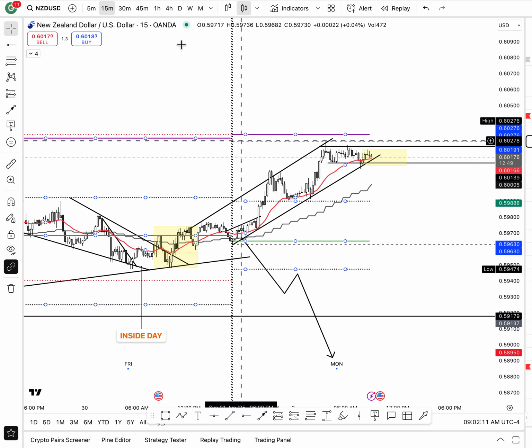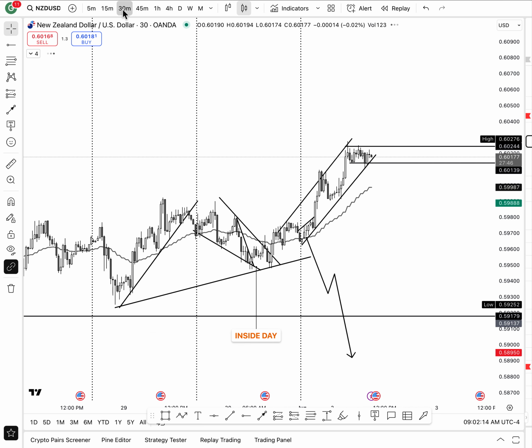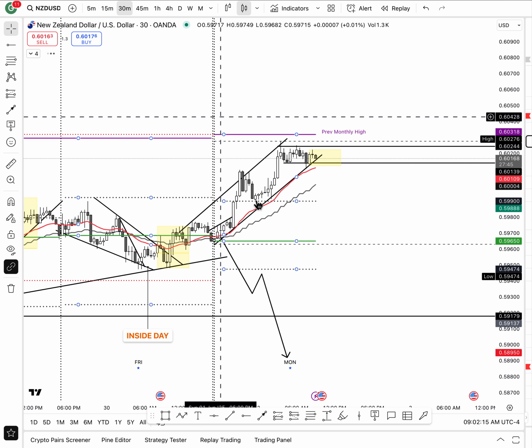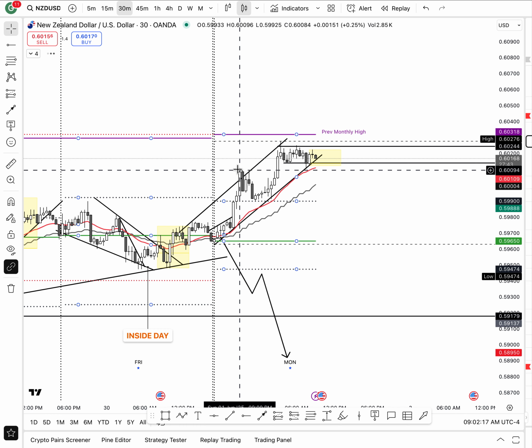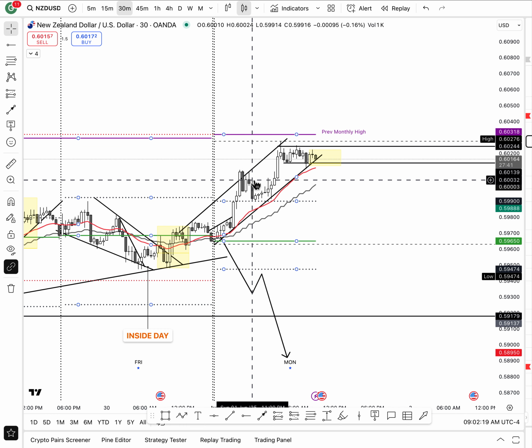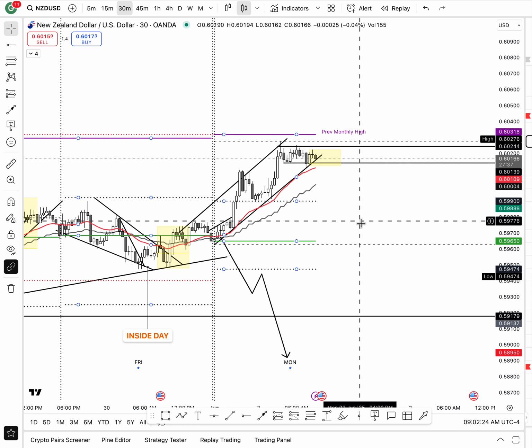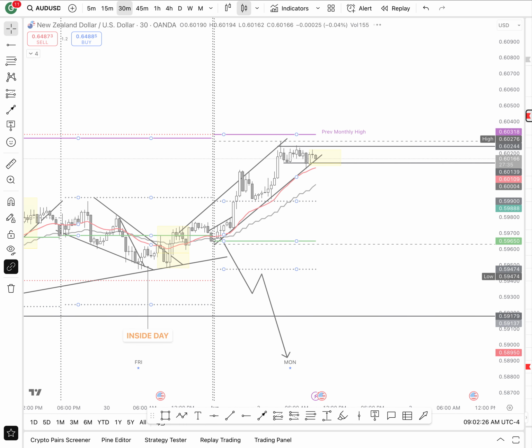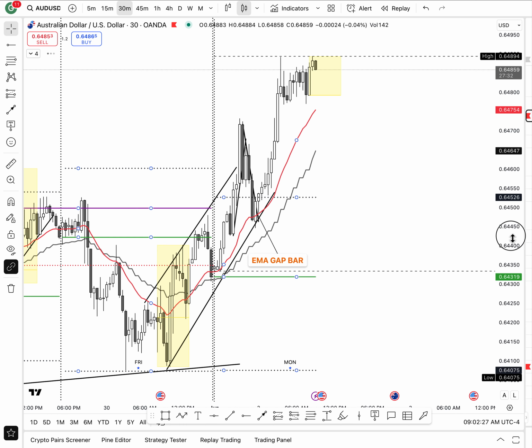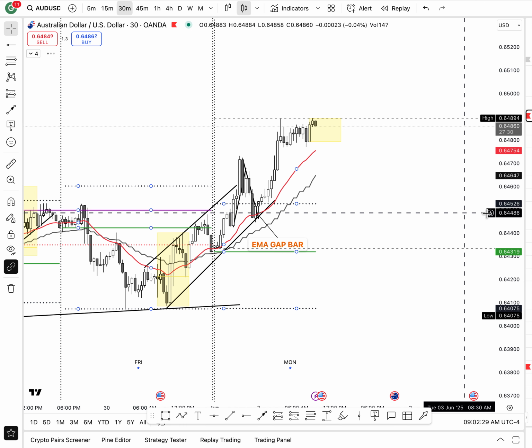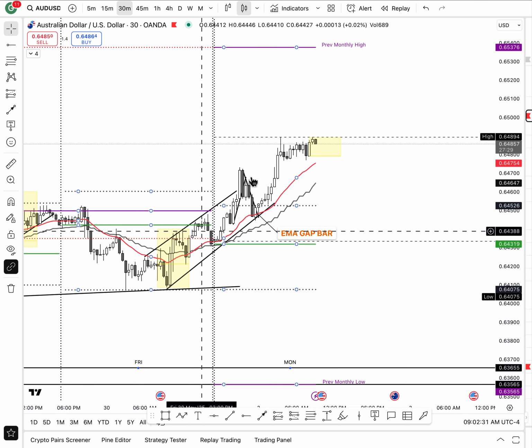Pullbacks last a specific number of bars depending on the time frame. Let's look at this from a 30 minute time frame point of view. You can see that a breakout, okay, 1, 2, 2 bar pullback, and then a continuation to the upside. AUD USD also did the same thing. Okay, you can see we are trading now in a bull channel.